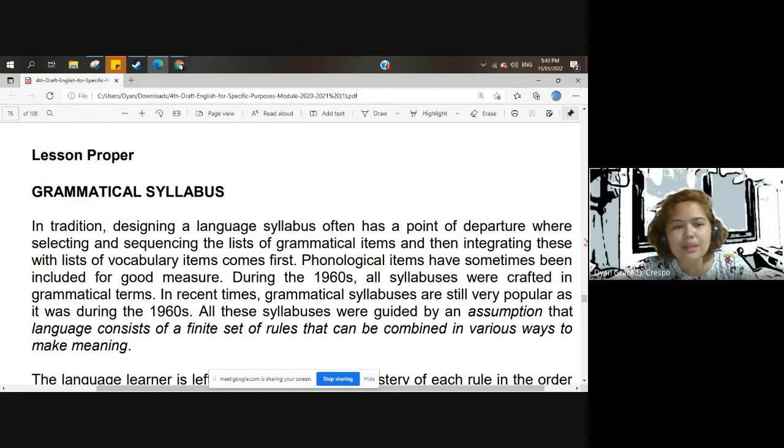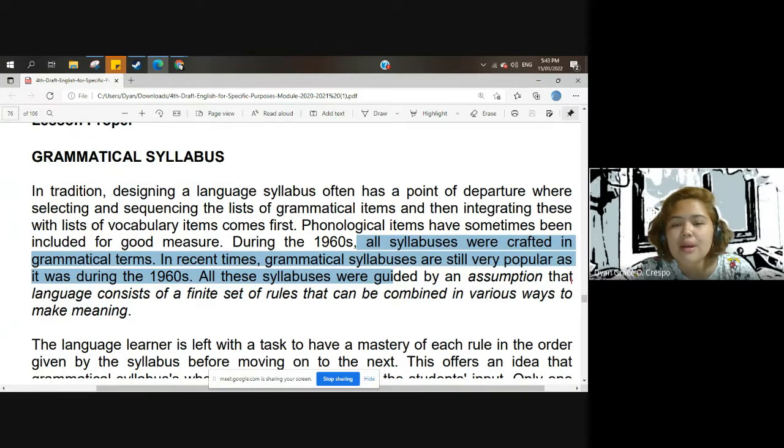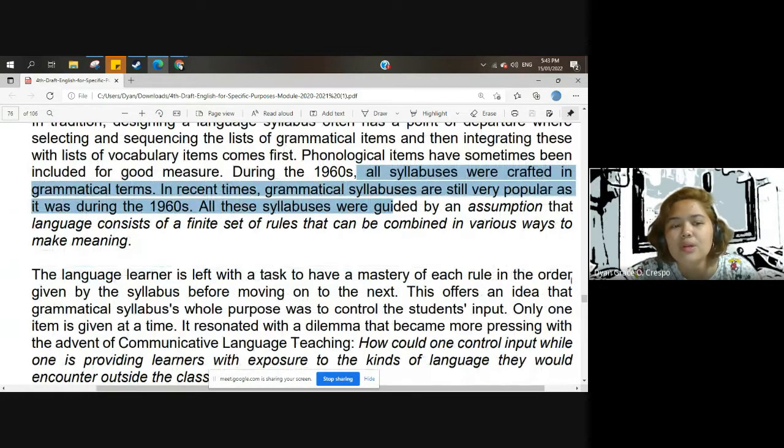Now, what is a grammatical syllabus? Now, in tradition, designing a language syllabus often has a point of departure where selecting and sequencing the list of grammatical items and then integrating this with a list of vocabulary items comes first. Now, phonological items have sometimes been included for good measure. And during the 1960s, all syllabi were crafted in grammatical terms. In recent times, grammatical syllabi are still very popular as it was in the 1960s. All the syllabi are guided by an assumption that language consists of a finite set of rules that can be combined in various ways to create meaning.